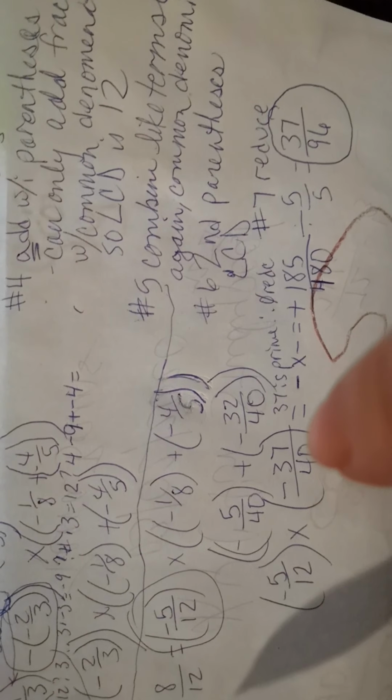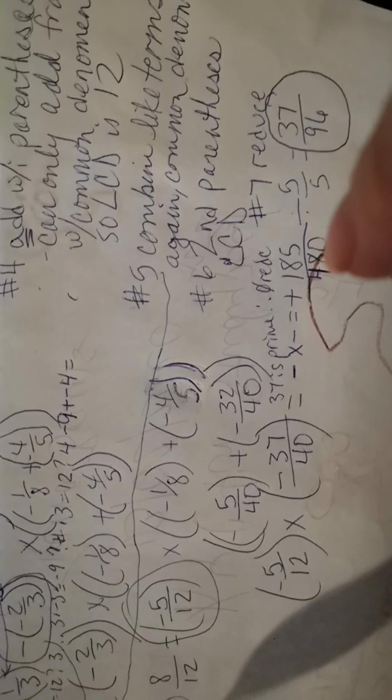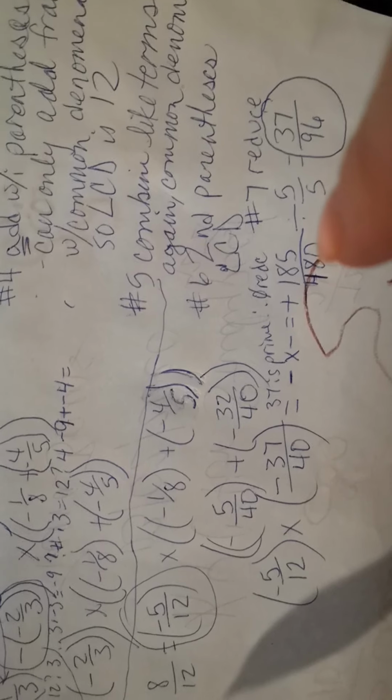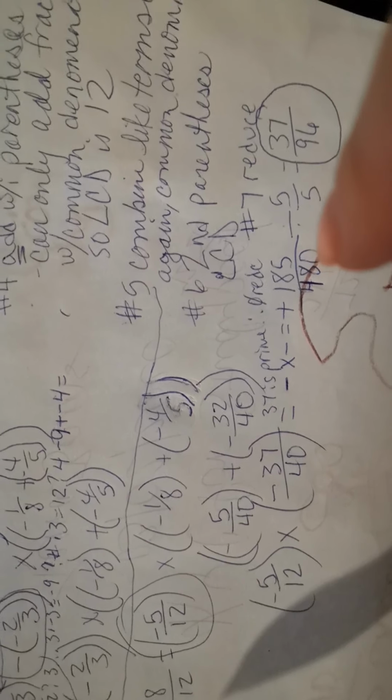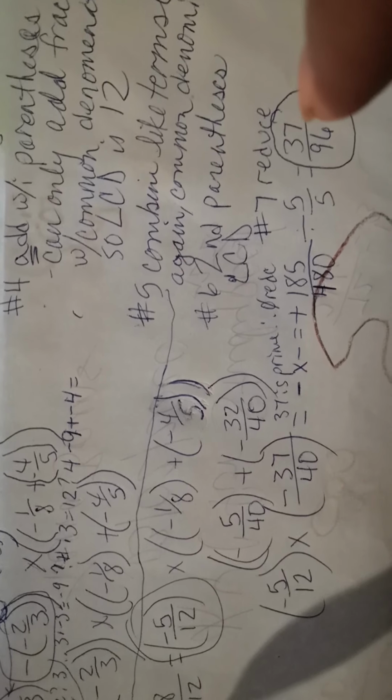12 times 40 is 480. So our answer is 185 over 480ths. Is that reducible? Yes. Both numbers are reduced by 5, giving us 37/96. Your final answer is 37/96.